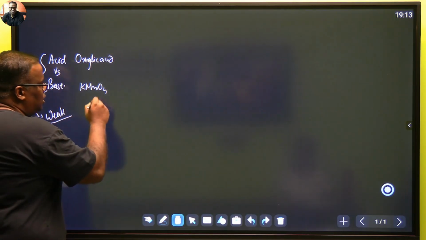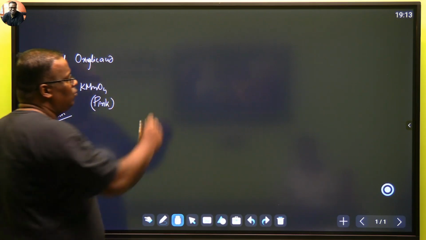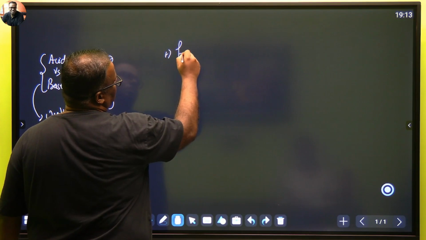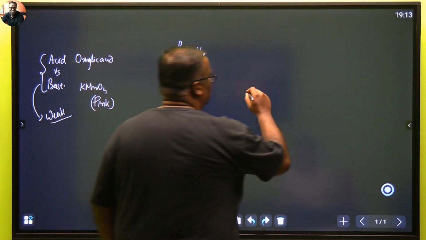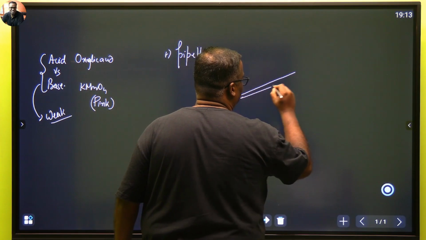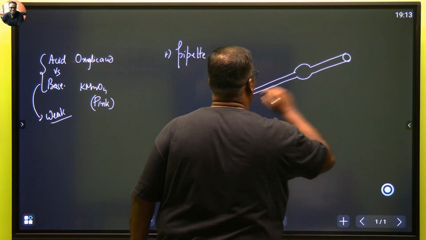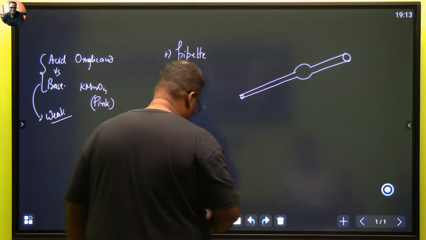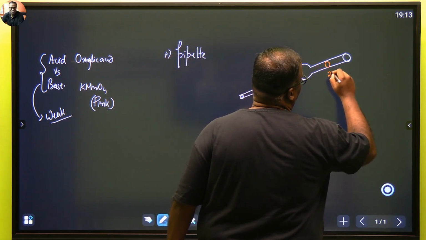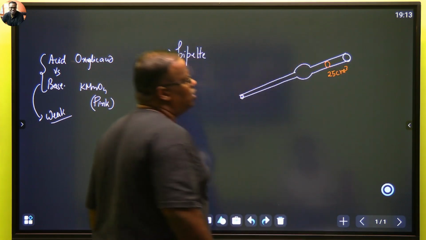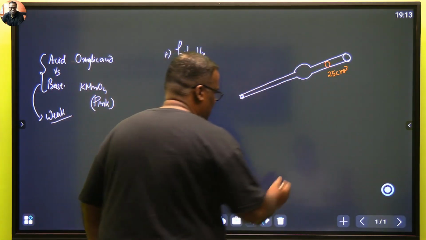Now KMnO4 is what in color, beta? Pink in color. Right? So we will have one device which is known as a pipette. How does a pipette look? A pipette is typically like this. And there will be one mark out here. This mark will be written. Various pipettes are available, 25 centimeter cube, 20 centimeter cube pipette. It's a glass tube like this.